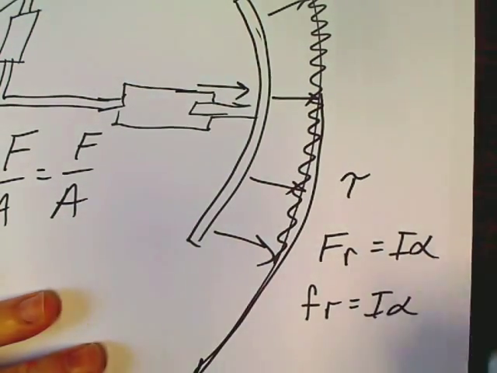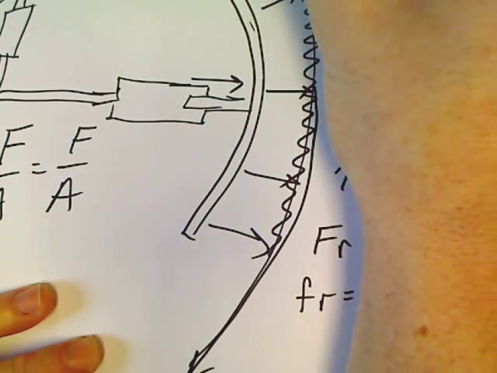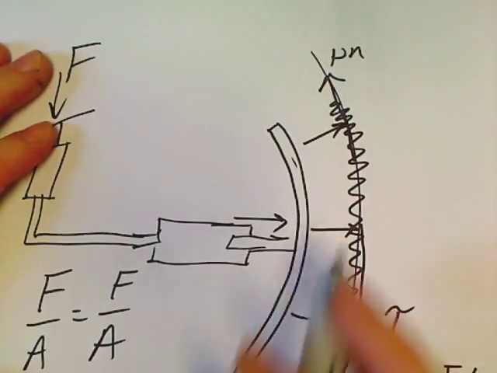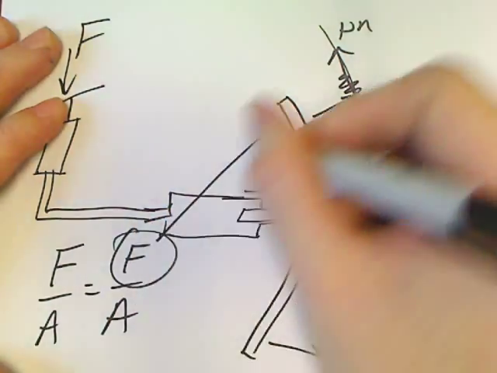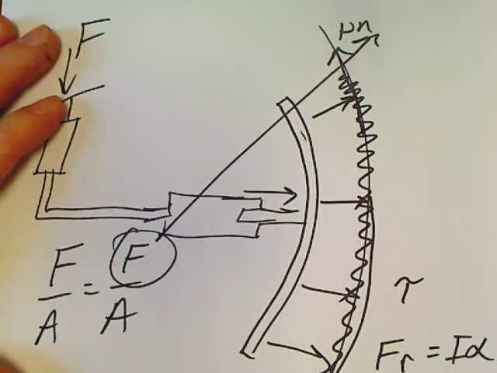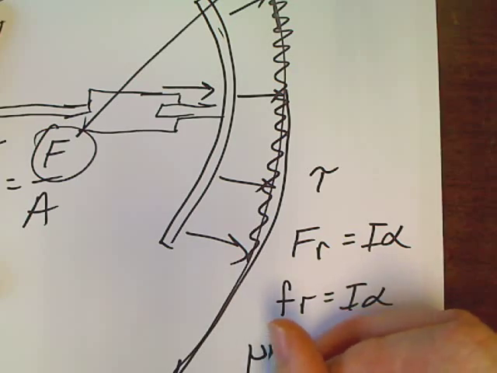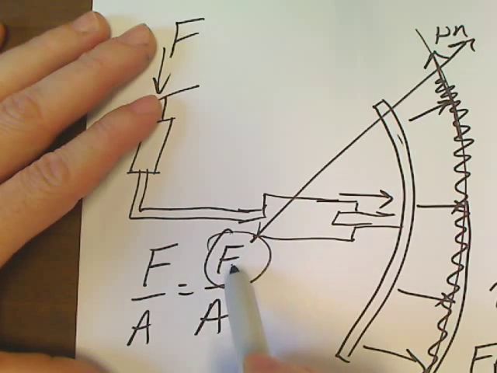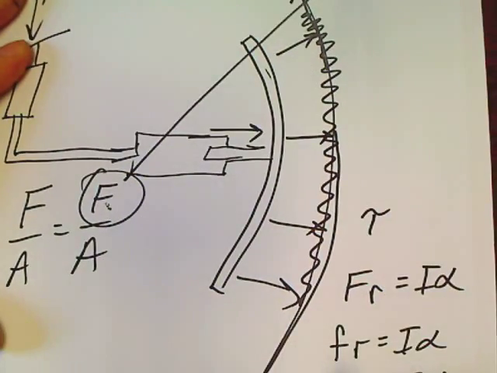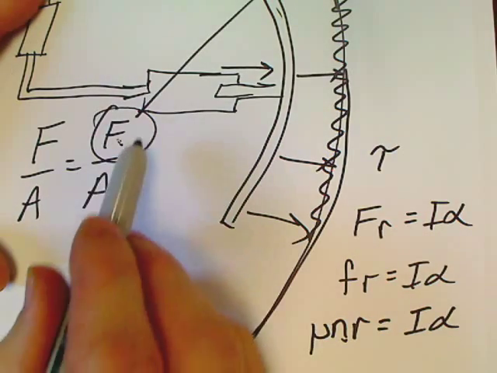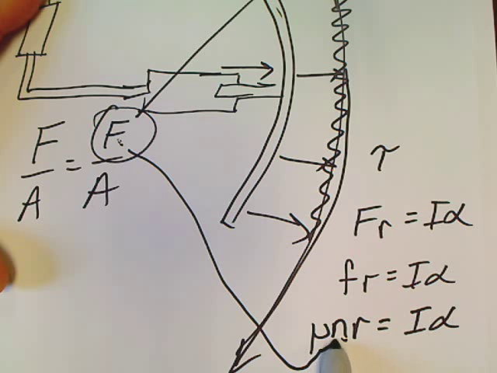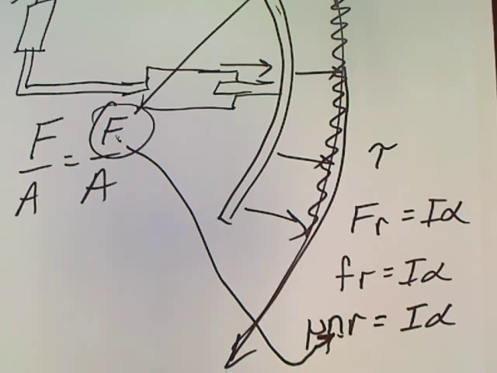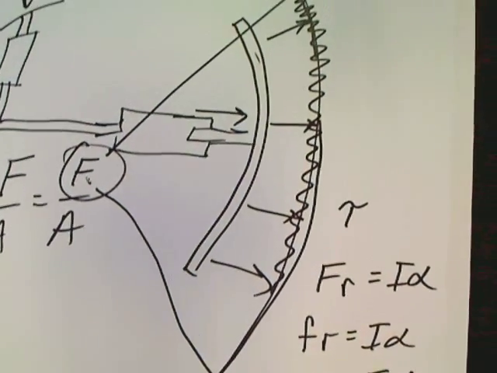And here's the thing. If this is friction, friction is mu n, what's n? This force is my normal force. So what you end up doing is friction is mu n r equals I alpha. And so what you'll do is find this force and use it for your normal force in this equation. That force becomes your normal force, and that's where it tries to put this problem together. And this is found in almost all textbooks, so it's kind of a common question.